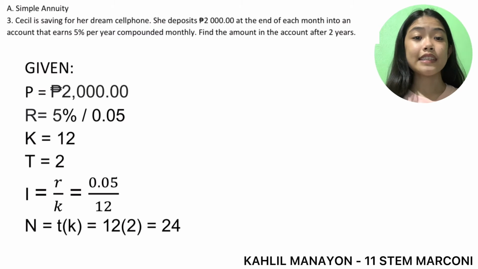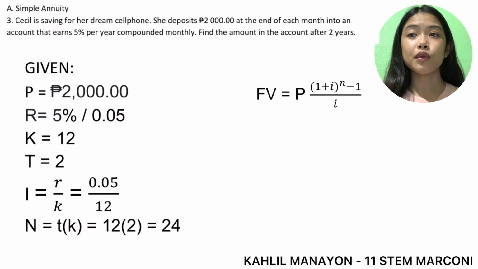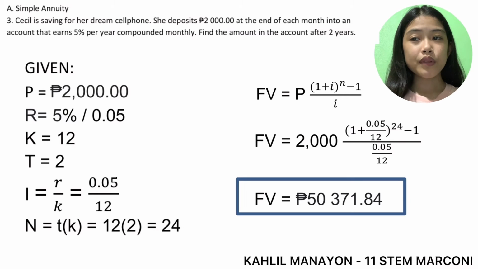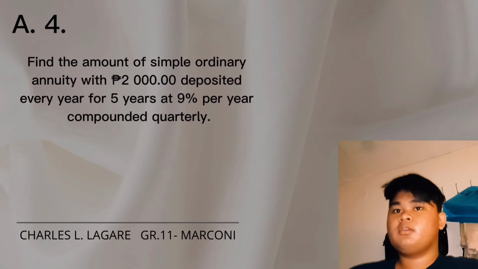In the problem, we are asked about the future value, so we are going to use the formula FV, or future value, is equal to P multiplied by quantity 1 plus I raised to the power of n minus 1 over I. We input our values and then calculate with our scientific calculator, and we get the final answer of future value is equal to 50,371.84 pesos.